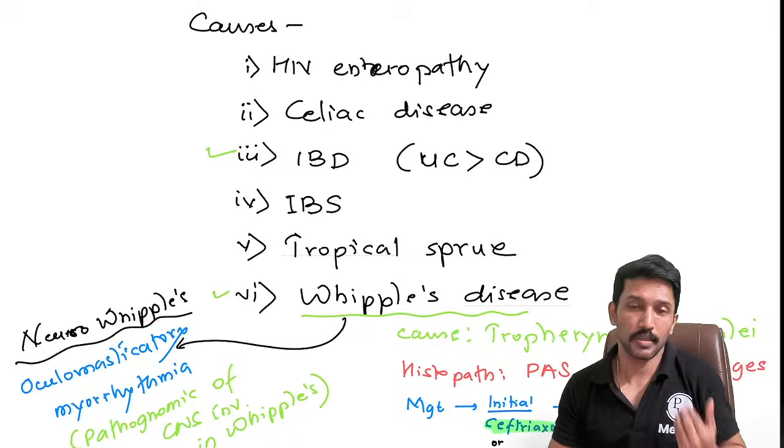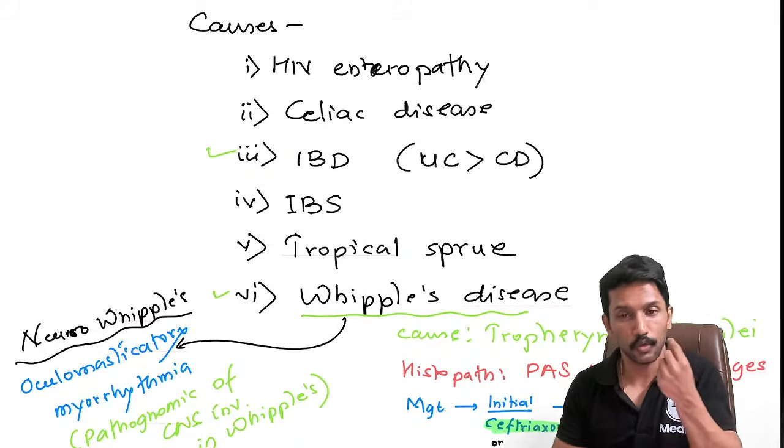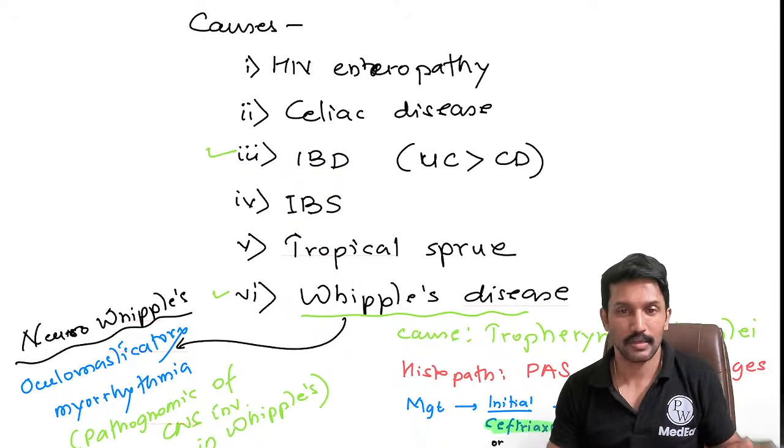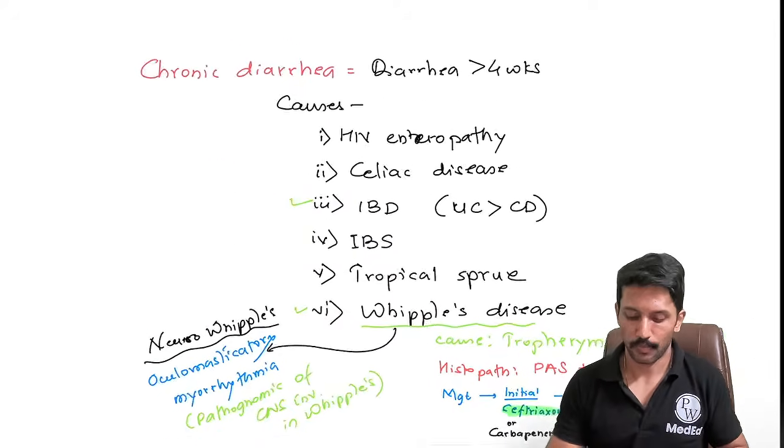So if you get oculomasticatory myorhythmia, you don't need the biopsy, you don't need to prove the presence of PAS positive macrophages to call it Whipple's. You can directly clinically label it as Whipple's.